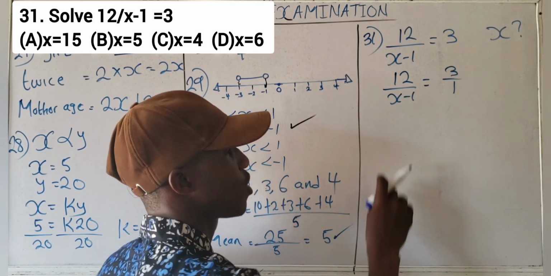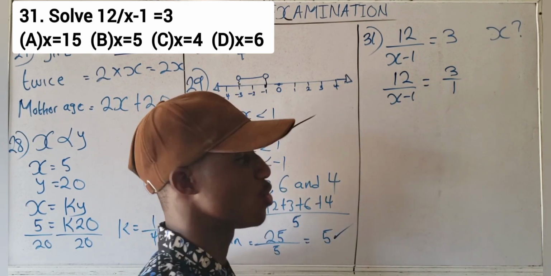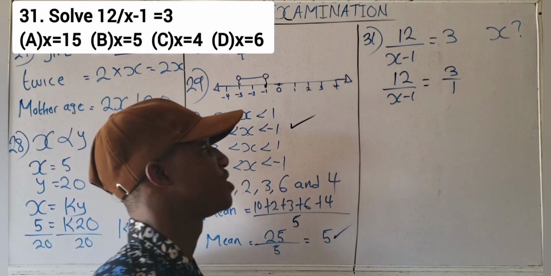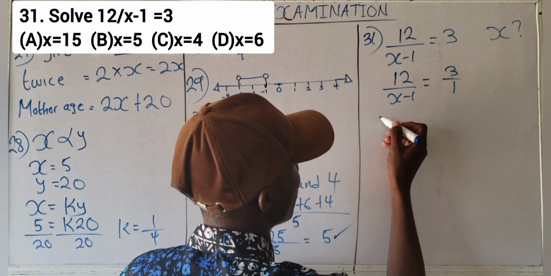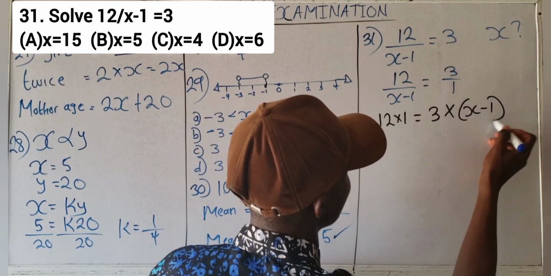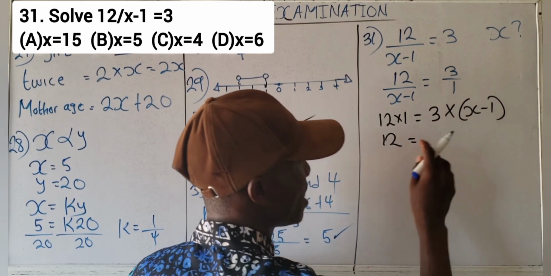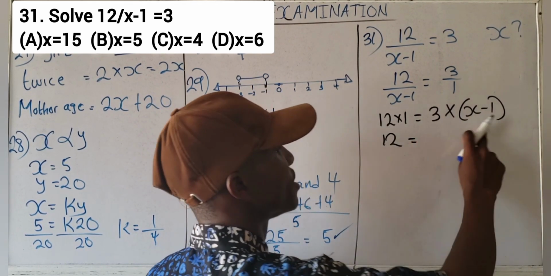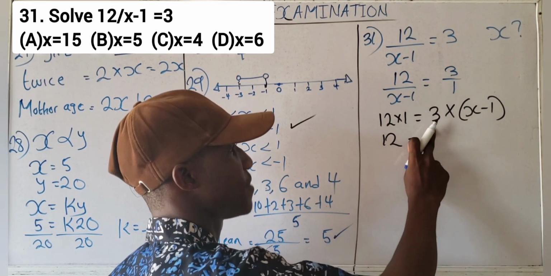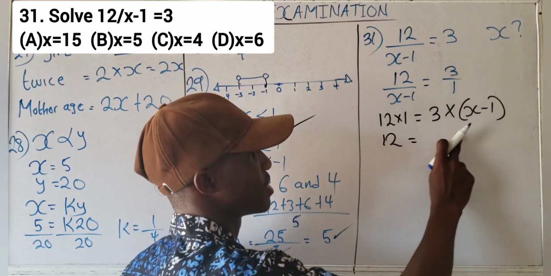You understand? And because we have these fractions separated by an equals sign, I'm going to take the cross product. Cross product simply means cross multiplication, okay? So let us take the cross product. I'm going to have 12 multiplied by 1. 12 times 1 is equal to 3 multiplied by x minus 1, okay? So I'm going to have 12 times 1 is 12 is equal to 3 times x. See, let me tell you. This 3 is multiplying all the terms in the bracket. You understand? All the values in this bracket will be affected by this 3, okay? So x minus 1 is what we have. Hence, this 3 is multiplying x minus 1.